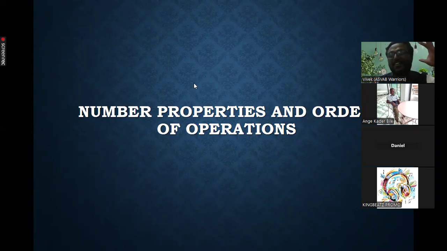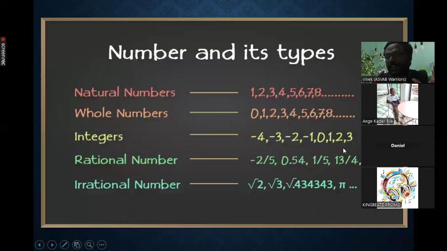Let's say we have completed our ASVAB math knowledge geometry bootcamp. Now we are going to focus on the arithmetic skill part of math knowledge. In today's class, we are going to focus on number properties and order of operations. So, let's start with numbers and their types.